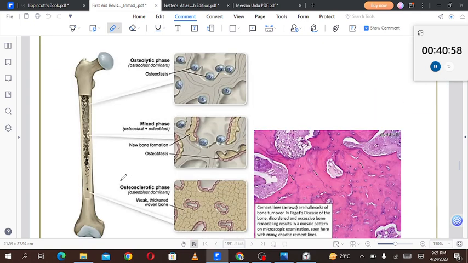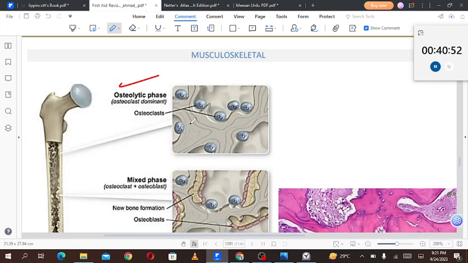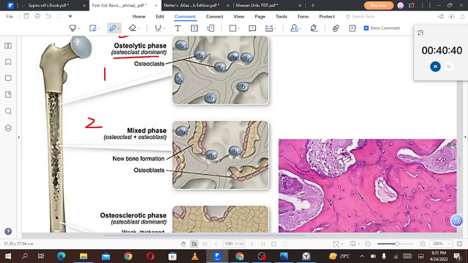Okay, so here you can see the pathophysiology. Firstly we'll have the osteolytic phase. Let me zoom it in. The osteolytic or osteoclastic dominant phase is the one in which we have a lot of osteoclasts performing bone resorption. This was phase number 1, and number 2 is the mixed phase, in which we have osteoclasts along with osteoblasts. There will be new bone formation by the osteoblasts, while the old bone is resorbed by the osteoclasts.